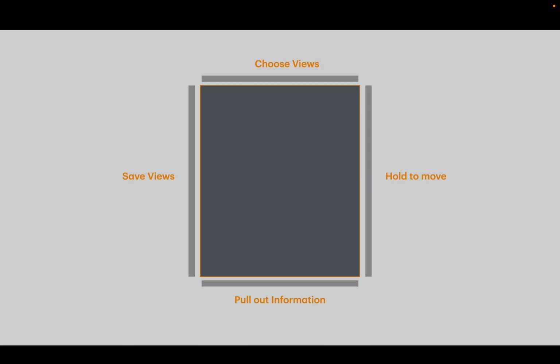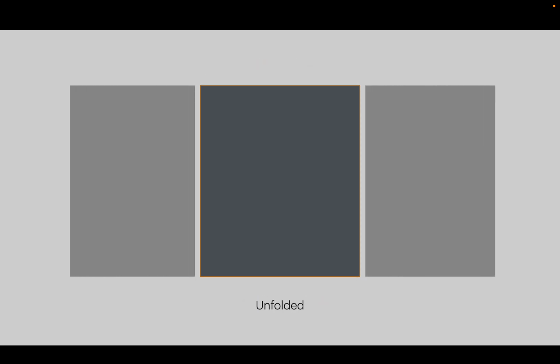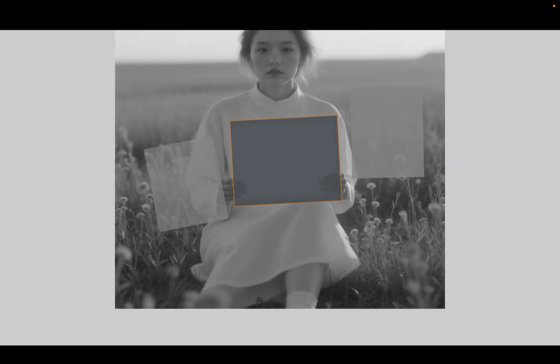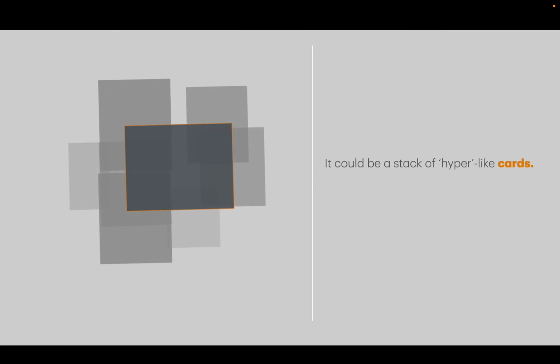When it's more flattened, the user should be able to do lots of different things too. We don't know what yet, but we're thinking of maybe one side to hold to move, another one to pull out further information, save views, choose views. Could be all sorts of things now that we have decided that this is one of the interfaces we're looking forward to going into experimenting with. Unfolded, it can look like several pages in horizontal or vertical. It could also be very flexible and mimic other materials.